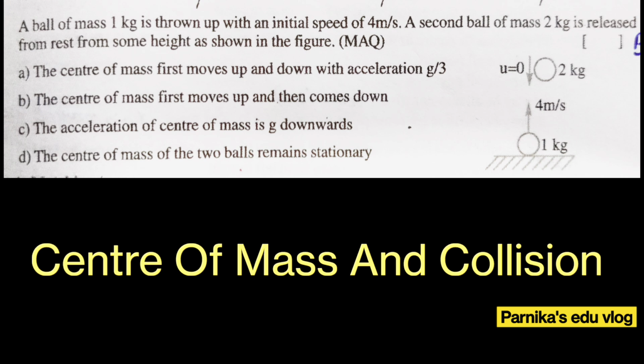by 3. Second option is the center of mass first moves up and then comes down. Third option is the acceleration of center of mass is g downwards. Fourth option is the center of mass of the two balls remains stationary. This is a multiple answer question. Let's solve it.